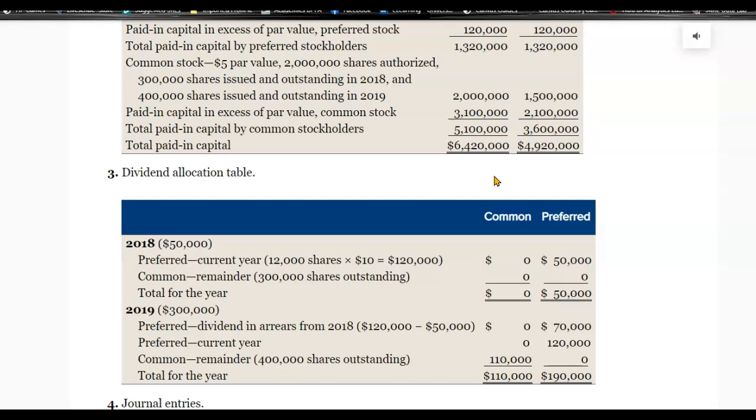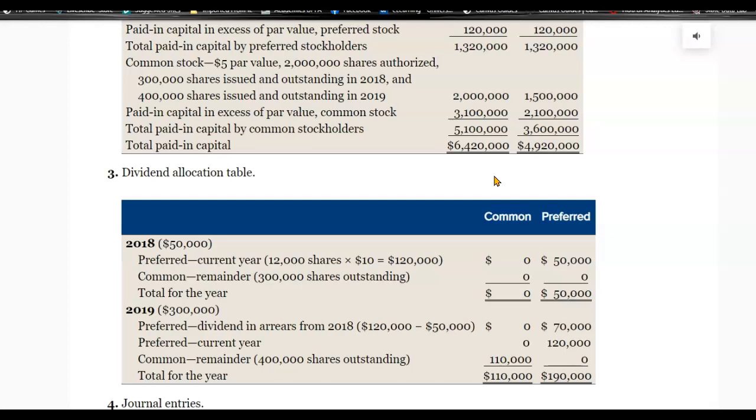So $100 par value meant that for the 12,000 shares issued, you were dealing with $1.2 million, and we take 10% of that, which is $120,000, and so we are going to issue $120,000 in dividends to the preferred stockholders again. So they receive their 2018 arrears amount of $70,000, plus they get their current year amount in full, $120,000. So they are going to receive a total of $190,000. Now remember, the dividend that was declared was $300,000.